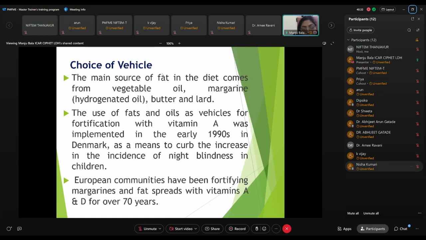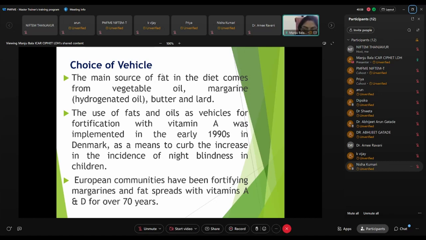So now when we are talking about fortification, today's topic is fortification of oil. So what is our vehicle for fortification? Oil. When we select a component to be fortified, the choice of vehicle for that component is very important.